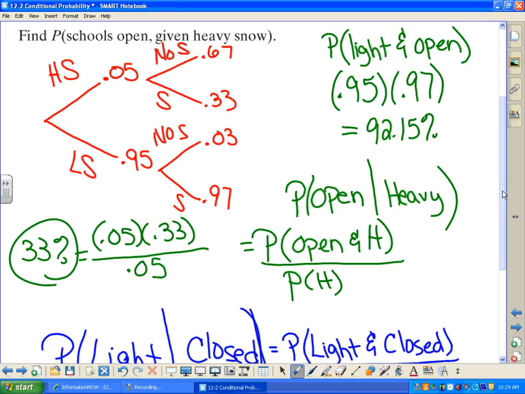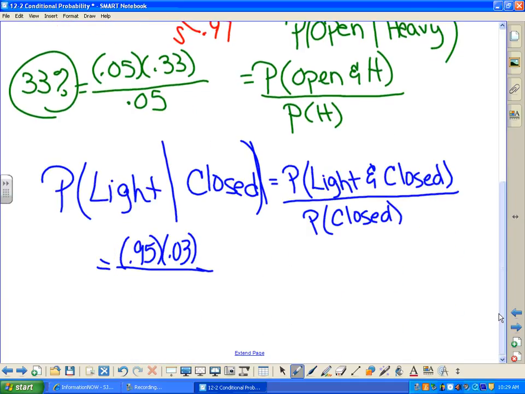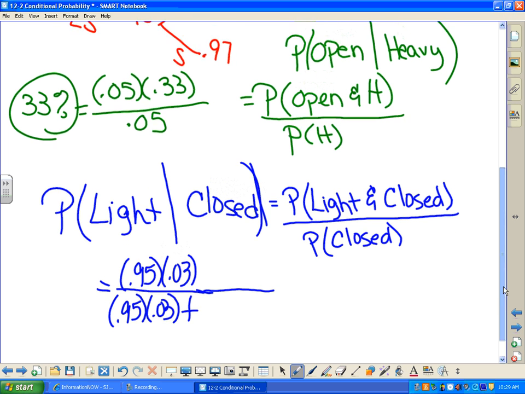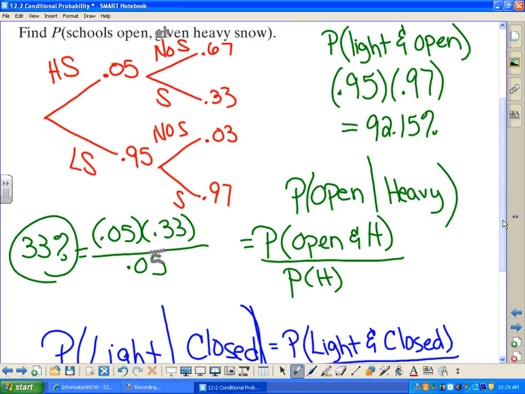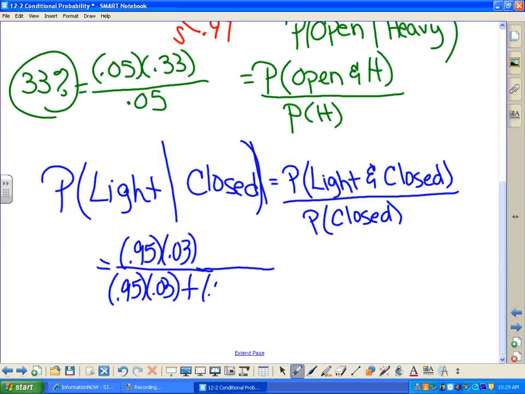I'm going to find the probability that it's heavy and closed. I'm going to find the probability that it's light and closed. And guess what I'm going to do with that to get the total probability of being closed? Add them together. Well, we already know light and closed. We already did that one. It was 0.95 times 0.03. Plus, now let's do heavy and closed. So what is the probability that it's heavy and closed? 0.05 times 0.67. So 0.05 times 0.67.